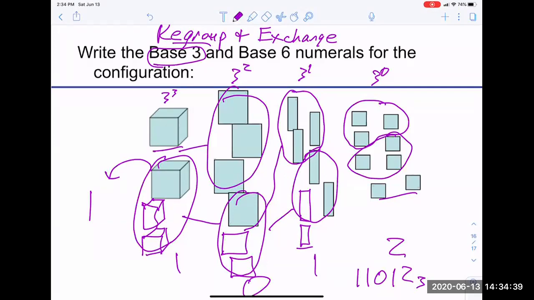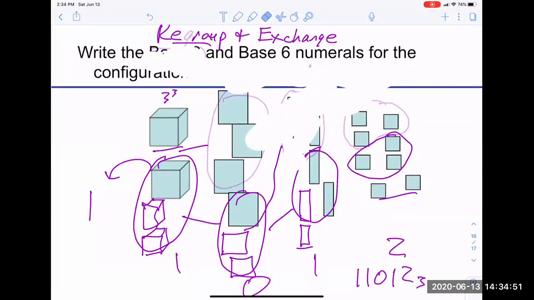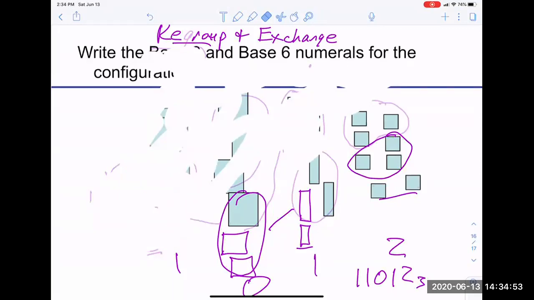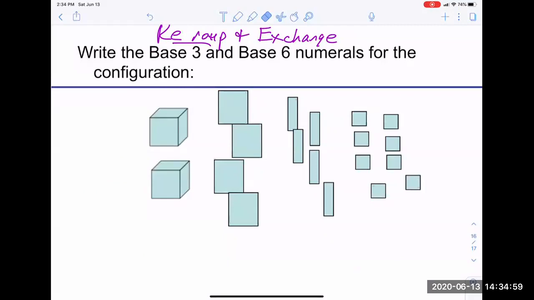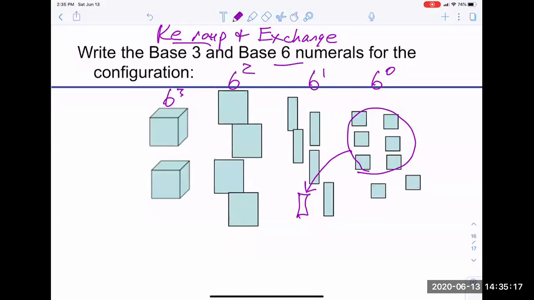I want you to think about that before I set this up for base 6. Okay, think about what we're going to do with base 6. We're going to regroup, but now we're going to regroup and exchange groups of 6. So with base 6, I need 6 of them. There we go. They regroup as 1 here. So this is the 6 to the 0, 6 to the 1, 6 squared, 6 cubed. So I have 2 left over.